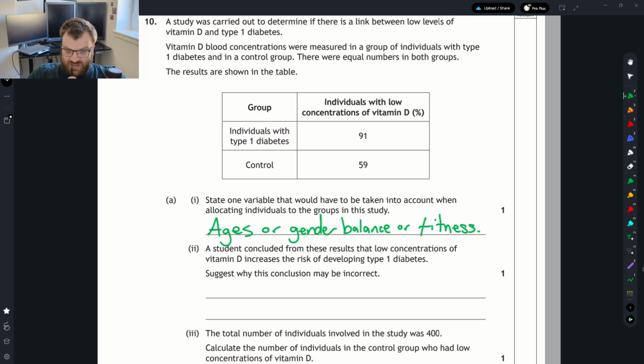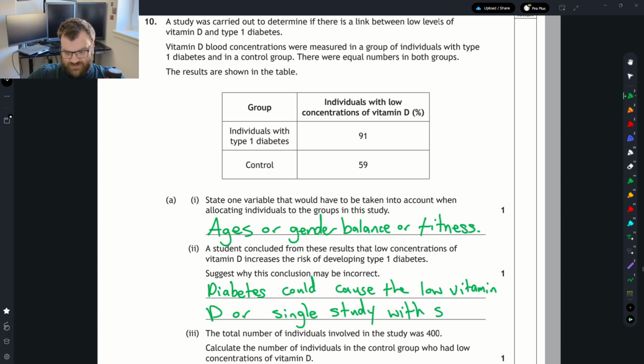The student concluded that low concentrations increase the risk of developing type 1 diabetes. There's no way of proving that it's the vitamin D that increases the risk of type 1 diabetes. It could be that people with type 1 diabetes have lower levels of vitamin D. So it could be the diabetes is causing the effect rather than the vitamin D causing the effect. Another problem would be it's a single study with small numbers.